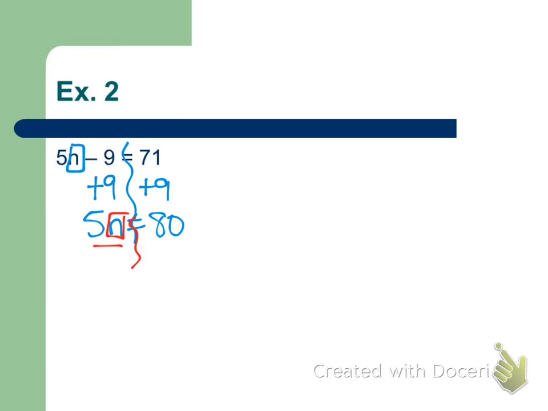Jeriel, what do you think we should do to get n by itself now? Divide by 5. Wonderful. And when we do that, we get n equals 16. Beautiful.